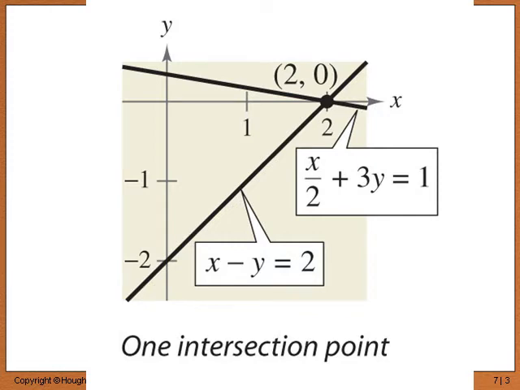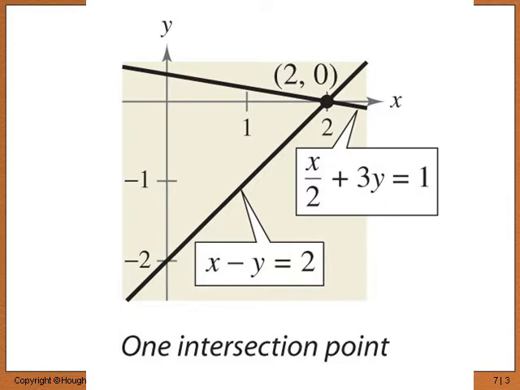So this is one particular system that we could solve graphically. x minus y equals 2 is one equation, and x over 2 plus 3y equals 1 is the other equation. The reason I'm showing you this image is just to illustrate what a graphical solution is. It just means that the intersection point is a solution because that point satisfies both equations.